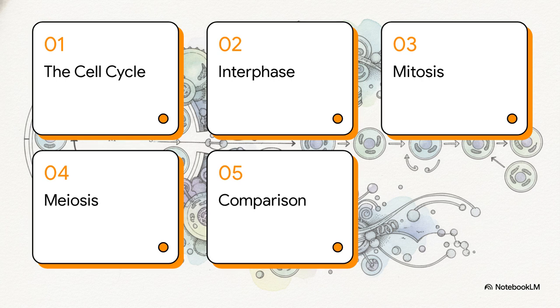Here's our roadmap for the explainer. We'll start with the overall cell cycle journey. Next, we'll look at interphase, where the cell preps to divide. Third, we hit mitosis, which is all about growth and repair. Fourth is meiosis, the creation of unique life. And finally, we'll wrap up with a head-to-head comparison of the two.